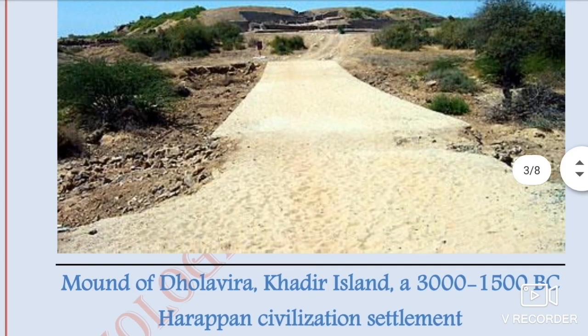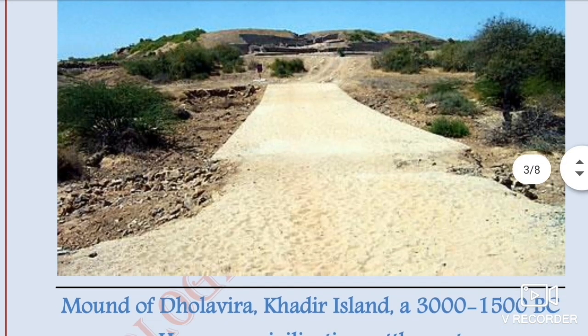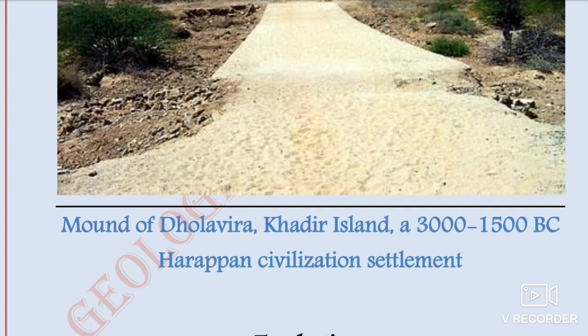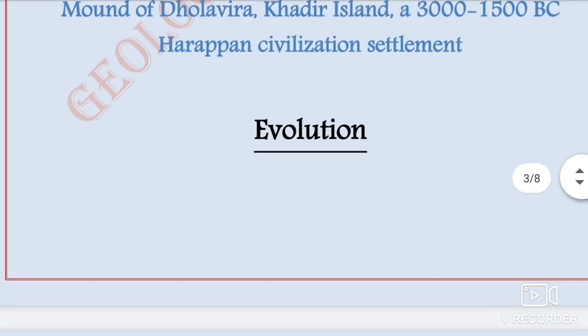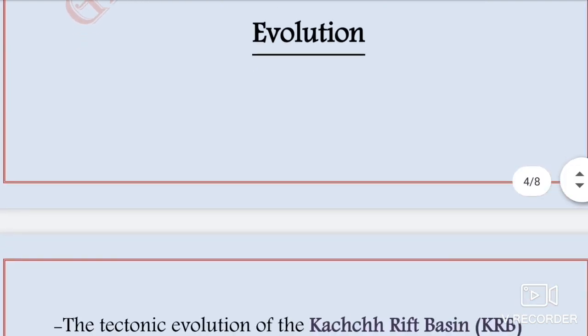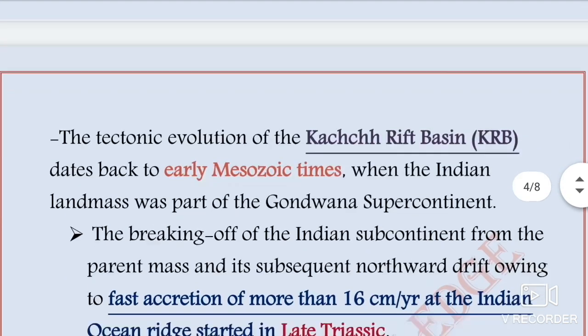And this is the mound of Dhaulavira on Khadir Island, dated 3000 to 1500 BC, a Harappan civilization settlement. Okay, so this is the archaeological site, the mound of Dhaulavira, that is part of the Indus Valley civilization, or the Harappan civilization. So now we come to our main topic, that is the evolution of Kachchh Peninsula.